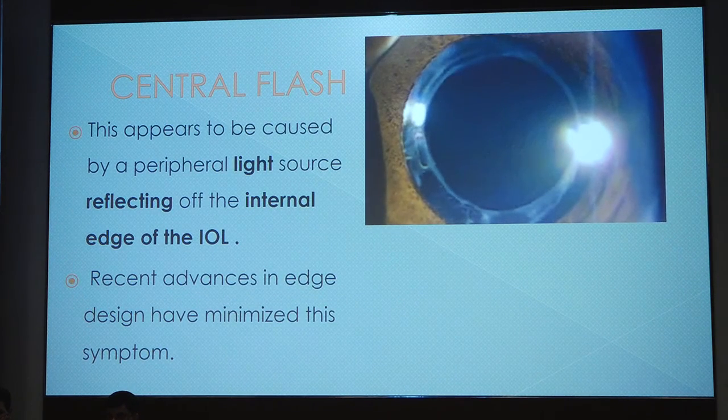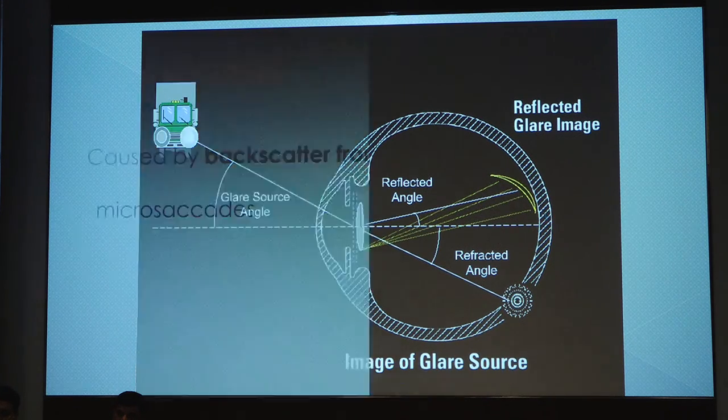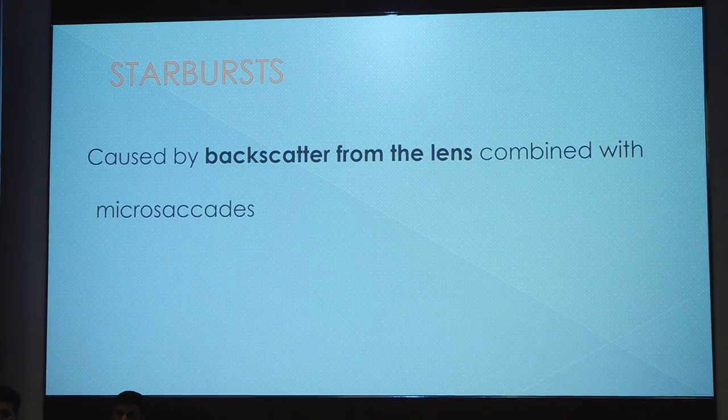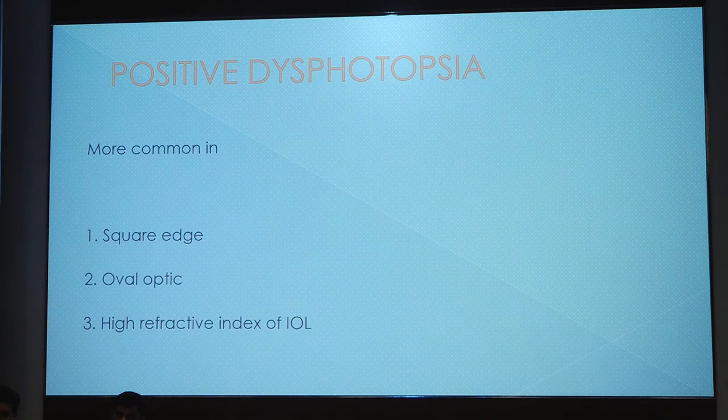Central flash is something most patients also complain about. This is because of total internal reflection occurring at the edge of the IOL. Because of this, manufacturers have made certain changes. Here you're seeing the light which is incident getting reflected off the edge of the IOL, and the patient perceives another light there. Starbursts are caused by backscatter off the lens body itself. Halos and glare again would be seen with the multifocal IOLs.